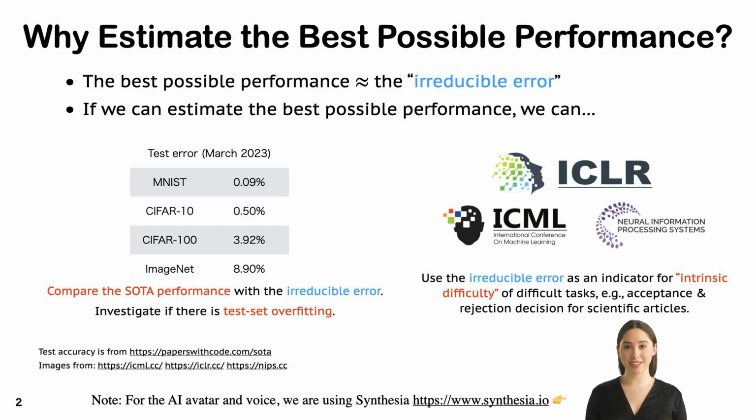In extreme cases, we may find out that the model's error exceeded the irreducible error. This may imply that test set overfitting is taking place. Knowing the irreducible error will be helpful in avoiding such common pitfalls. As shown on the right, the irreducible error can also be used as an indicator of the intrinsic difficulty of complex tasks. We will later show an example of measuring the intrinsic difficulty of the acceptance and rejection decision for scientific articles.